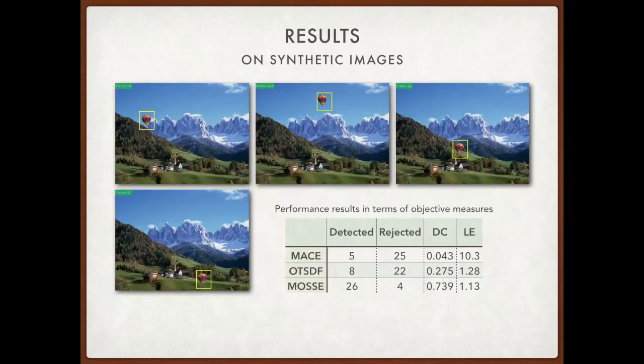We evaluate the performance of this algorithm in several synthetic color image sequences, like these ones. So we test different well-known filters, for instance, the minimum average correlation energy filter, the optimal trade-off synthetic discriminant function filter, and the MOSE filter that I explained before. We evaluate the discrimination capability of the filter and also the location error. When in a single frame the obtained location error is less than 5 and the discrimination capability is greater than 0.5, the target is considered as detected. In this case, the MOSE filter yields the best results.